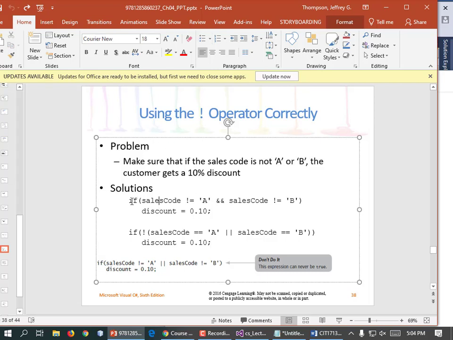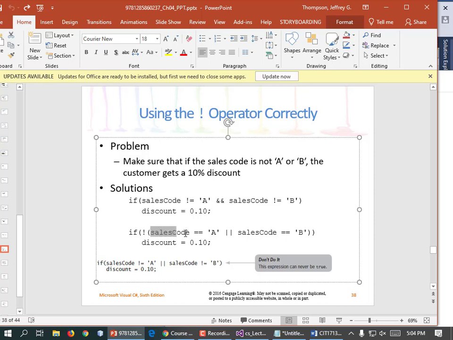So we come in here. If sales code is not equal to A, is C not equal to A? That's true. And sales code is not equal to B, is C not equal to B? That's also true. Then the discount is set appropriately. Now let's look at this one. Same thing. Our sales code is C, so we want a discount of 10.